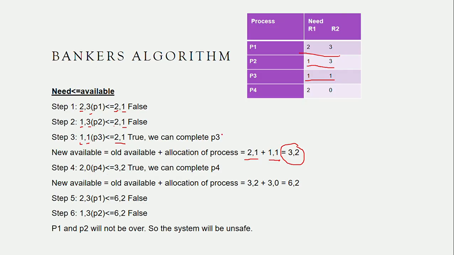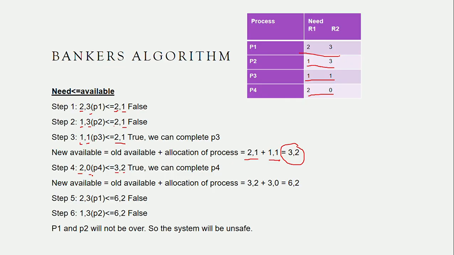Step 4, now we will be checking for P4 whether we can allocate the resource or not. So 2, 0 is the requirement of P4 and the new availability is 3, 2. Out of 3, I can allocate 2 resources. Out of 2, I can allocate 0 resources. That means need is less than availability. So the condition is true. We can complete the P4 resource.